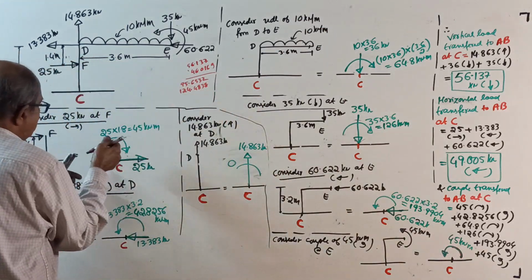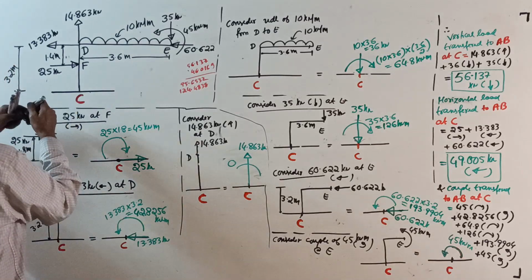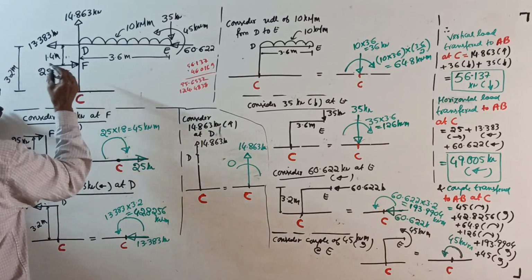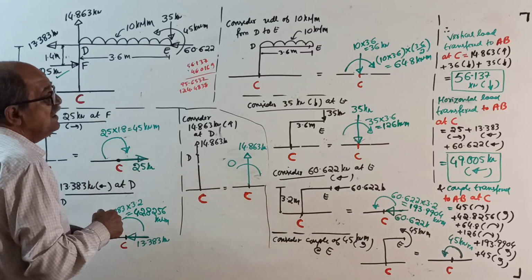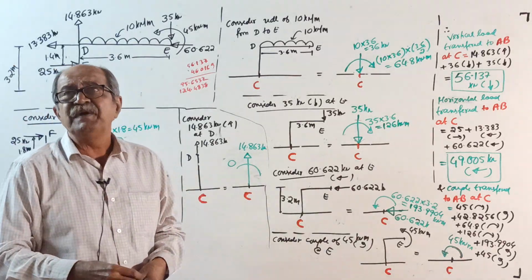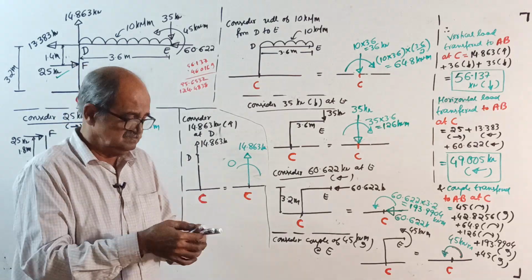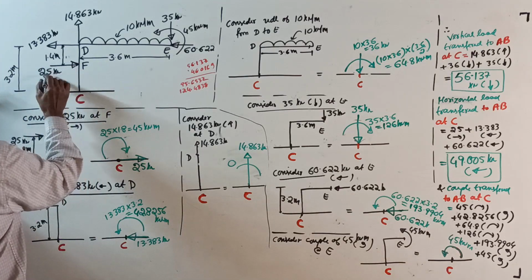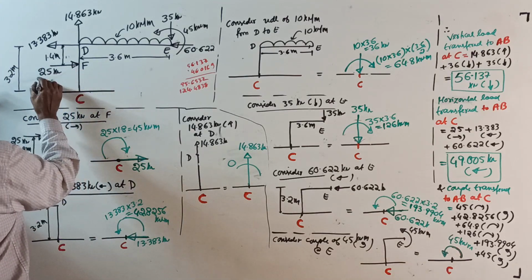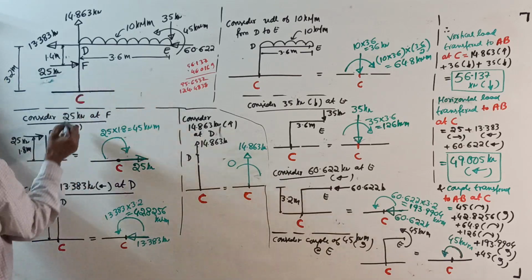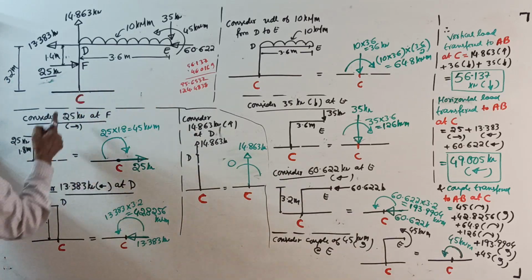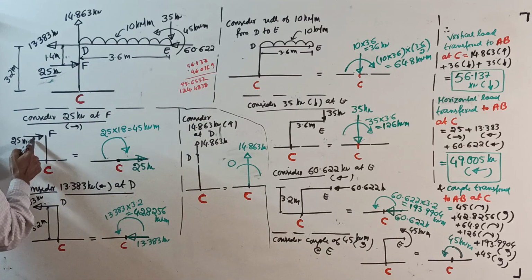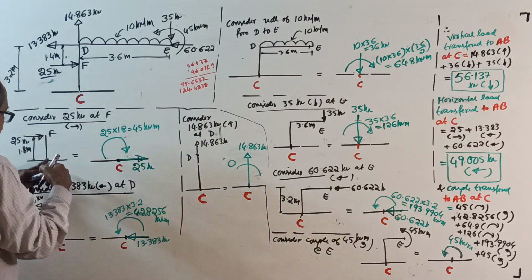See, in correct order, consider 25 kilonewton at F. I will do one thing: when I write the transfer effect, I will use green color. Consider this load, 25 kN at F. See here, C is here, F is here, 1.8 meter, 25. Put the finger at C.